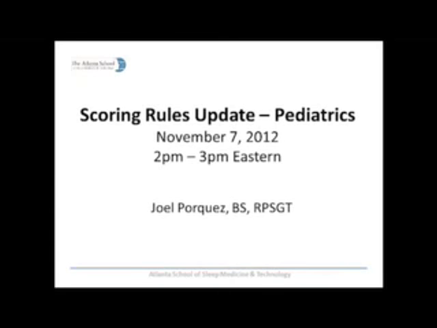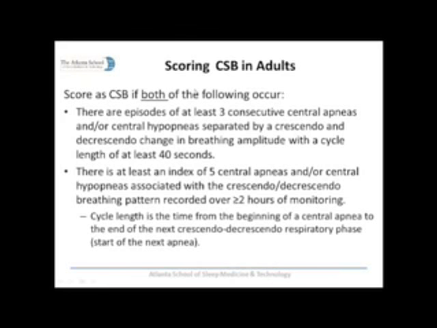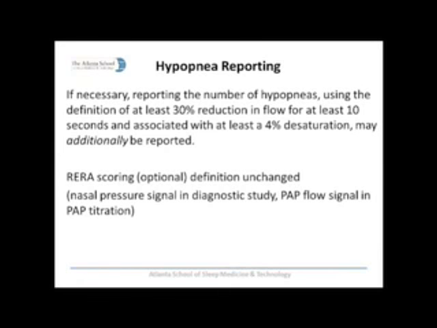So let's look at this again. We score as Cheyne-Stokes breathing if both of the following occur. So we need both. Episodes of at least 3 consecutive central apneas and/or central hypopneas separated by a crescendo-decrescendo change in breathing amplitude with a cycle length of at least 40 seconds. And again, that cycle length is from the beginning of a central apnea to the end of the next crescendo-decrescendo respiratory phase, which would start the next apnea. And there is at least an index of 5 central apneas and/or central hypopneas associated with this breathing pattern recorded over at least 2 hours of monitoring.